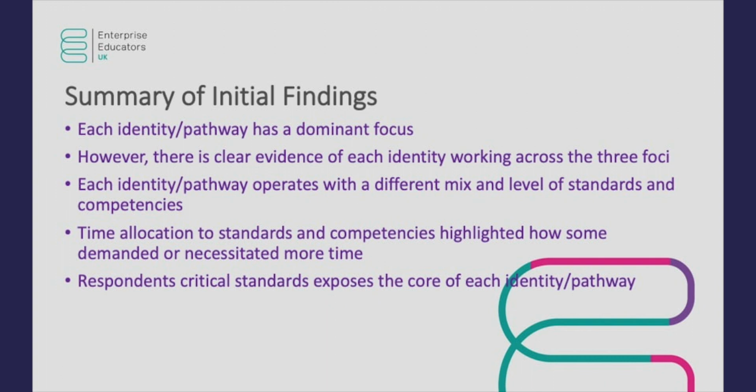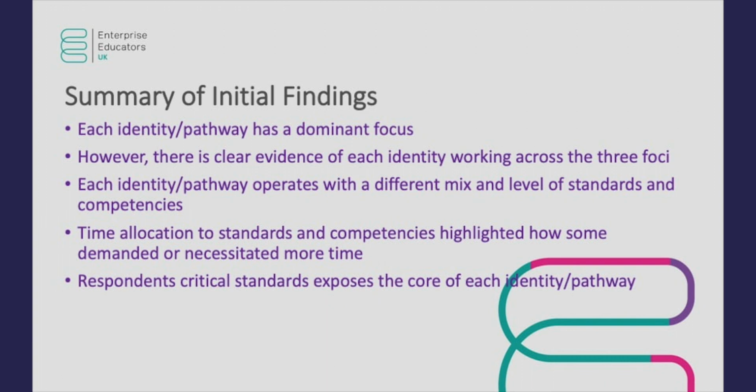From this initial data, we can see that each identity or pathway has a dominant focus. For the academic, this is planning and delivering effective enterprise or entrepreneurship curricula. For the practitioner and influencer, this is building collaborative relationships with learners, educators, and other stakeholders. However, there is clearly evidence of each identity or pathway working across the 3 foci and highlighting other areas of focus beyond those stated. When considering the IOEE standards and competencies, we can see that each identity or pathway operates with a different mix and level of standards and competencies.